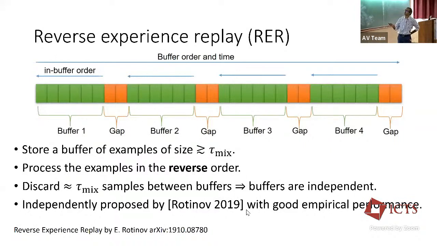So suppose this is the set of data points that we are getting. We break them into these buffers. Between the buffers, there is some sort of gap, right? And think of this gap again as almost like tau_mix, so that individual buffers are independent of each other, right?